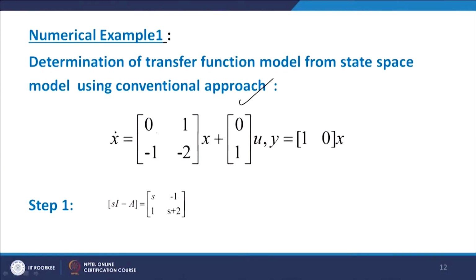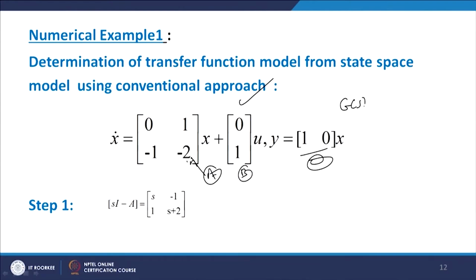Now x dot equals [0 1; -1 -2] x plus [0; 1] u, y equals [1 0] x. So here we know A, this is B, and this is C. Now we have to follow the steps. We want a transfer function, that means we want G(s) for this plant. G(s) means C (sI - A) inverse B plus D, this we require.